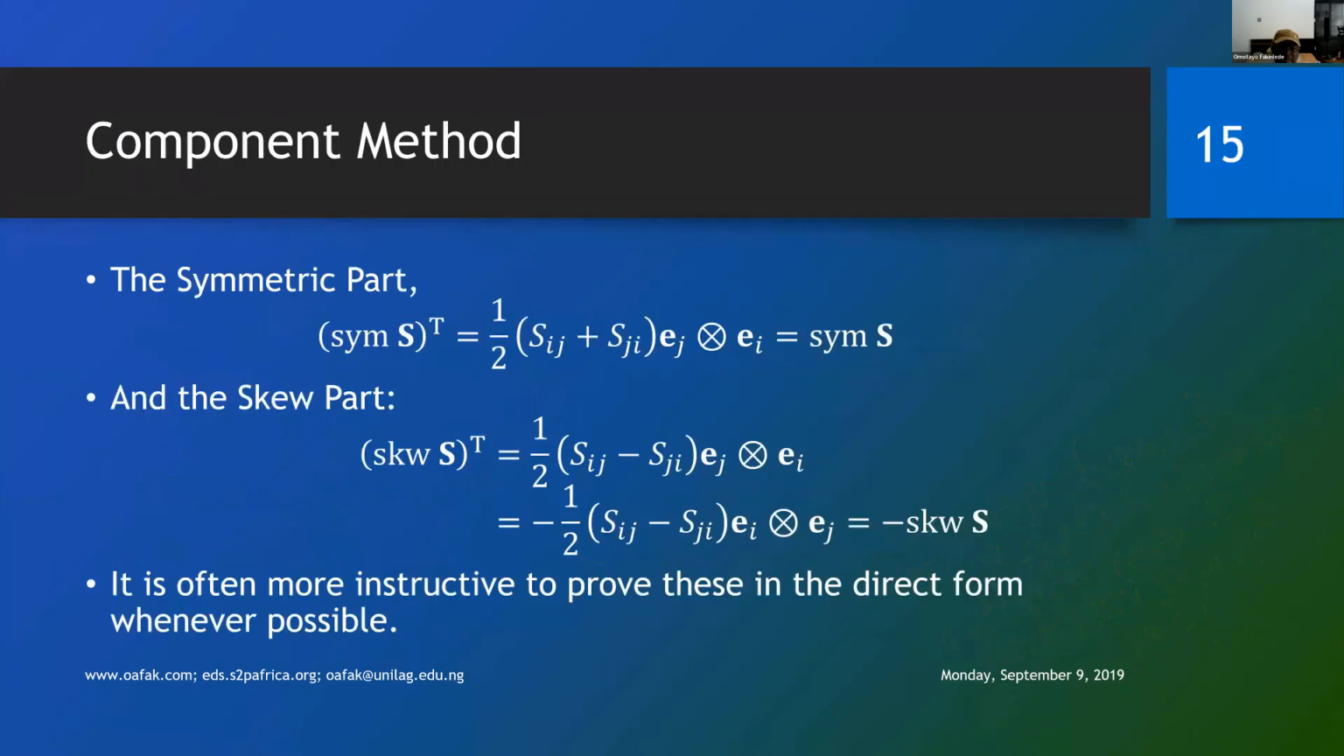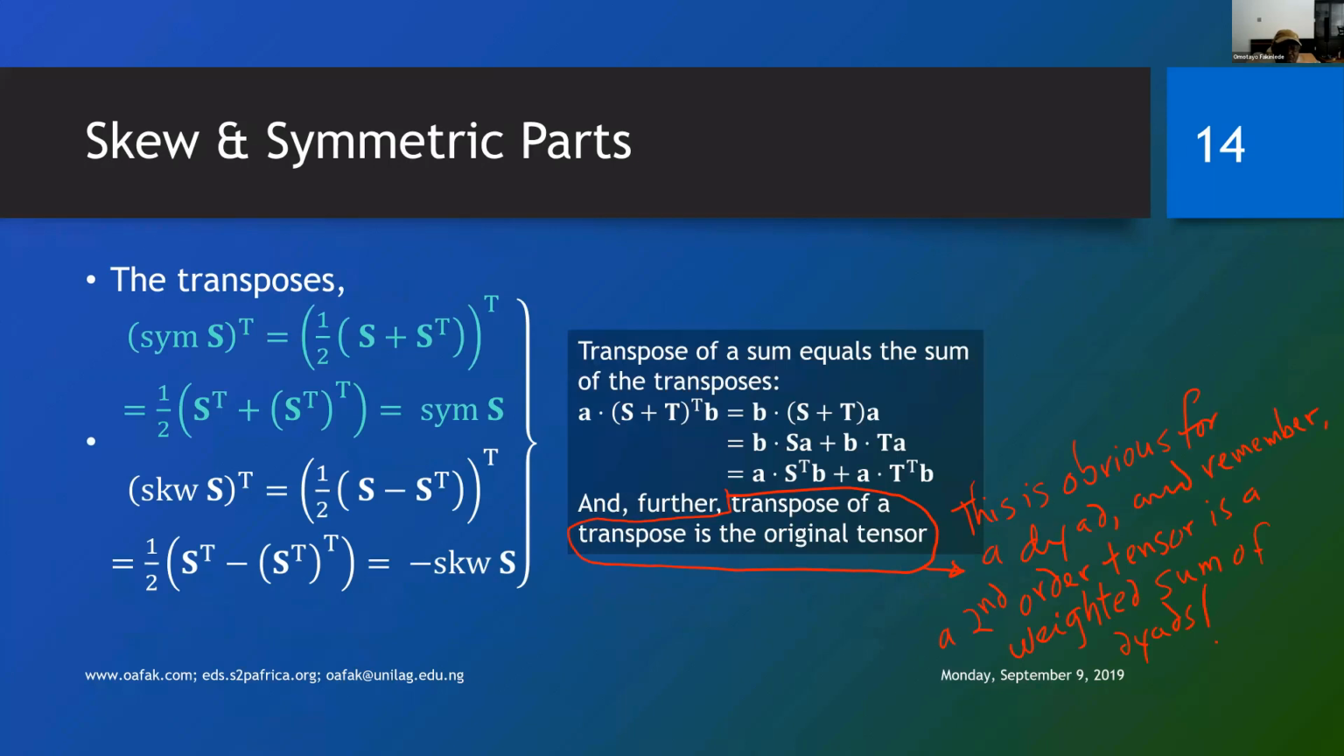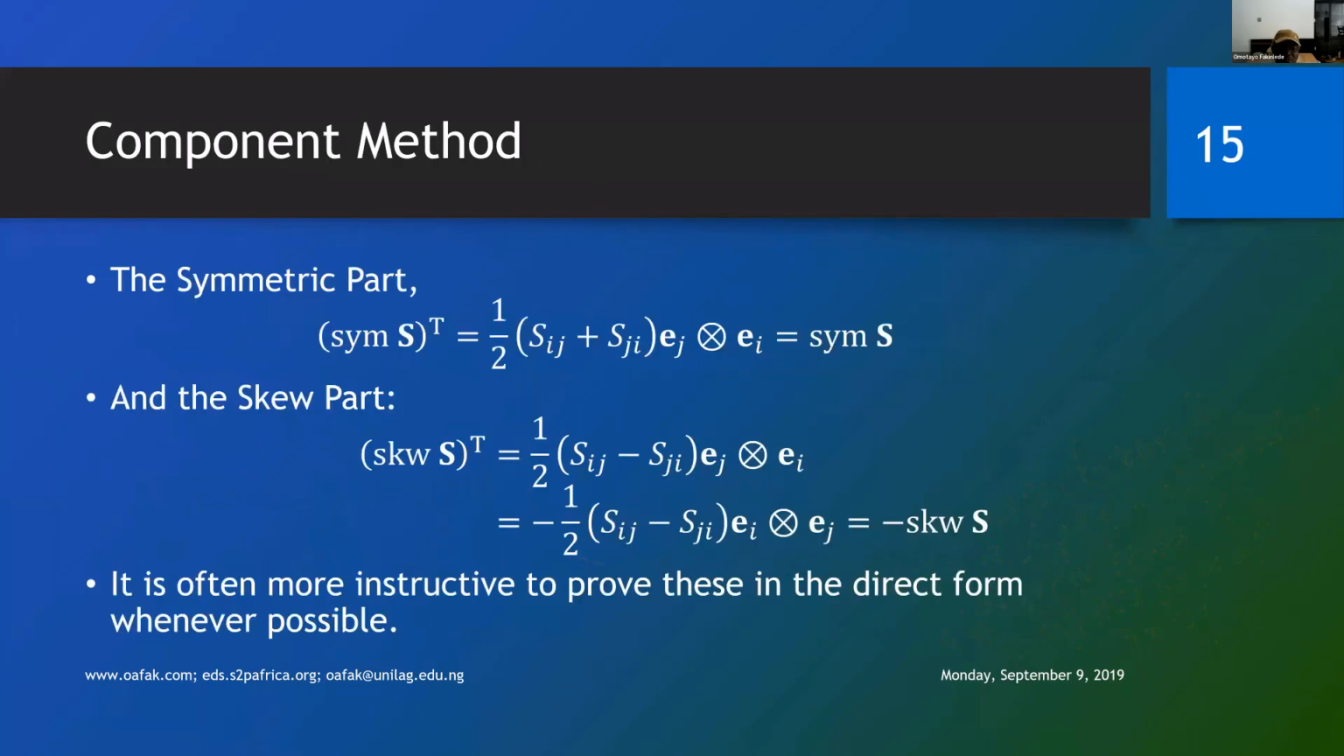You can also get these things from the component method. All these things, you can use the component method. Every time you can prove a theorem or a result without going back into components, it is sweeter, it is nicer. But if you are in trouble and you don't know what to do, you can break things into components and it may be easier for you to do. So this is a component way of expressing the symmetric and the antisymmetric part. You could also do the same for the deviatoric.